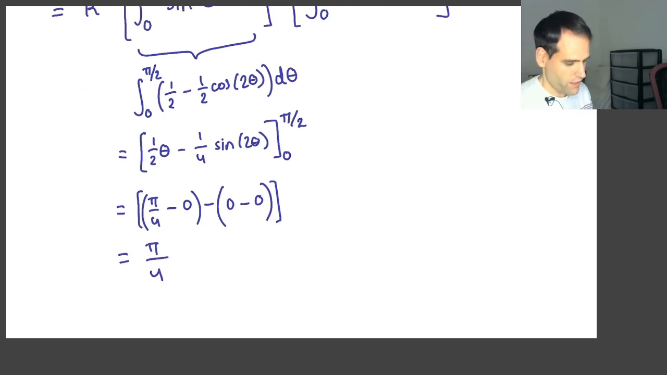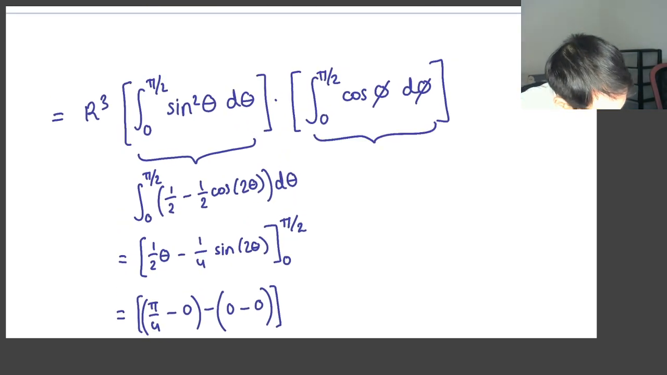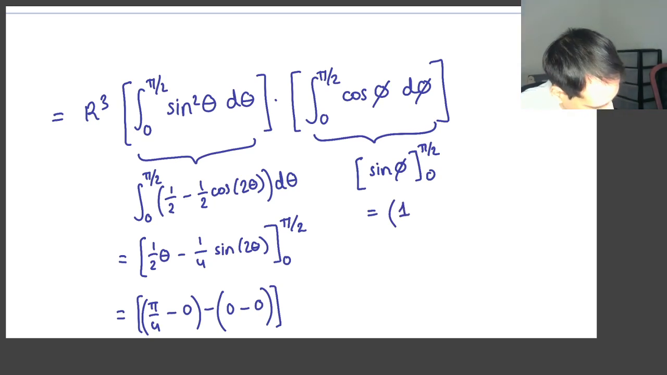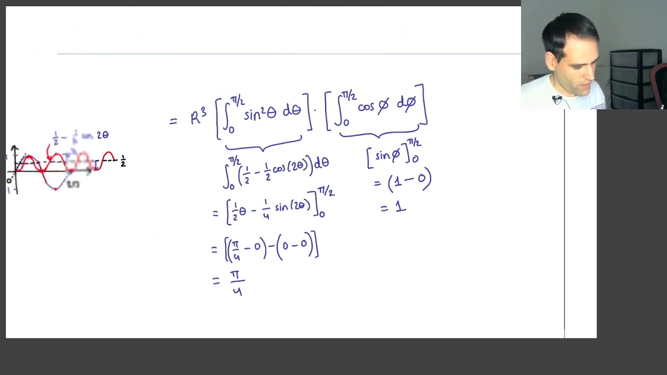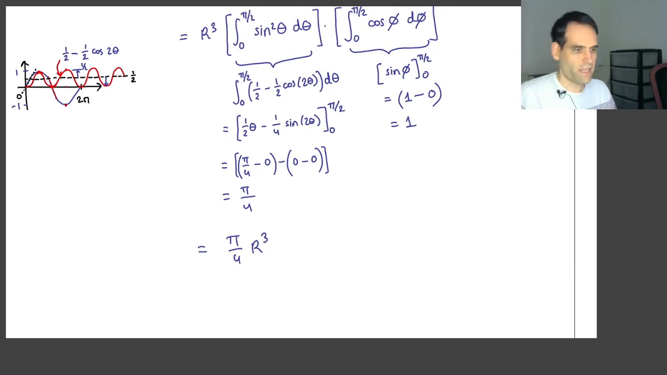Okay, so that's for the first integral. Now the second integral is very easy. The integral of cosine is the sine, evaluated between pi over 2 and 0. So this is equal to the sine of pi over 2, that's 1, minus the sine of 0, that's 0. So therefore this is equal to 1. So finally I can write the total thing as pi fourths times r cubed. And that is the final answer to our integral.